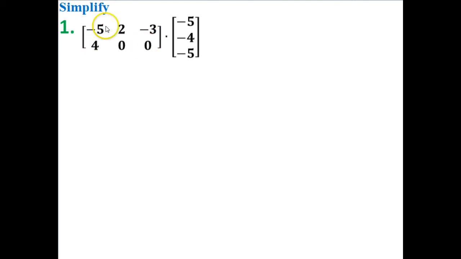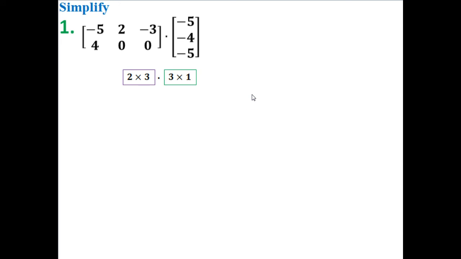On this first matrix, we have 2 different rows and 3 different columns. So we would classify this one as a 2 by 3 matrix. And this one over here, we have 3 different rows and only 1 column. So this one would be a 3 by 1 matrix.